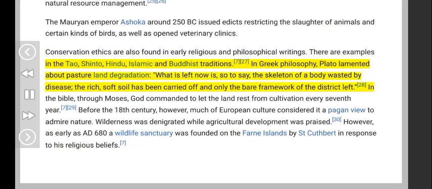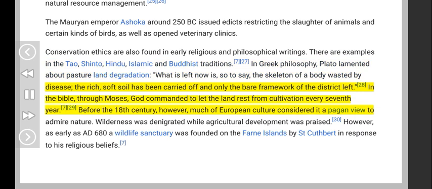In Greek philosophy, Plato lamented about pasture land degradation. "What is left now is, so to say, the skeleton of a body wasted by disease. The rich, soft soil has been carried off and only the bare framework of the district left." In the Bible, through Moses, God commanded to let the land rest from cultivation every 7th year.